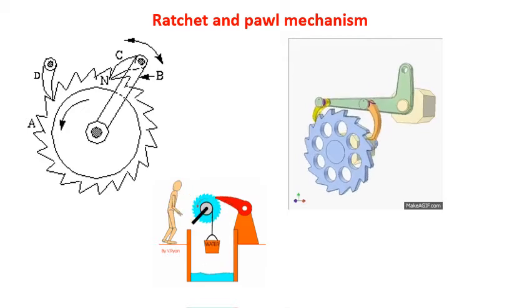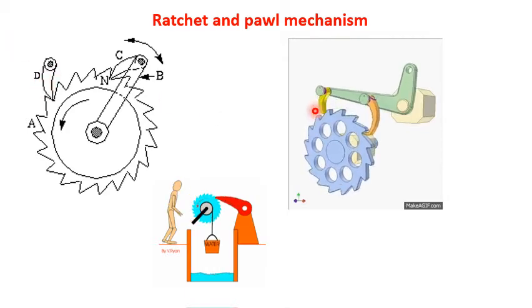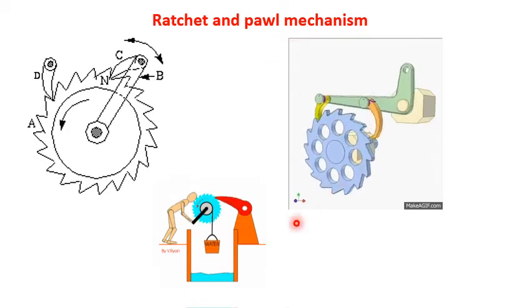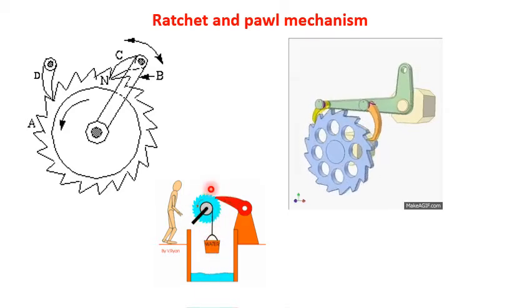So in the animation you can see how the reverse motion is prevented with the help of the lever D. This is the lever D, which is provided in order to restrict the motion in the reverse direction. Some of the applications of this ratchet and pawl mechanism is to lift water from a well. We use this simple mechanism, and even in automobiles we use this mechanism to lift the stepney wheel, especially in lorries and buses.